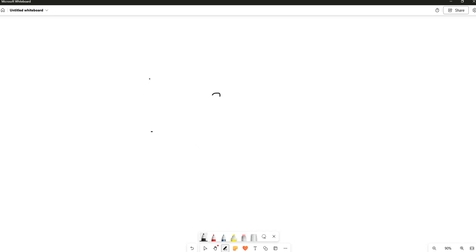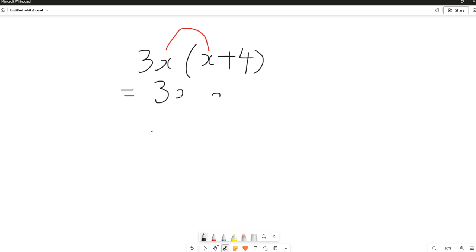Let's say, for instance, you have 3x and then bracket x plus 4. Now, when you see this, remember, this is actually 3x times x plus 4. There is a multiplication here, but we don't write it because we have a bracket to represent that these two are multiplied. So for students who are unsure, you can do it like this. Go for the first term first. This is actually 3, x times x is x squared.